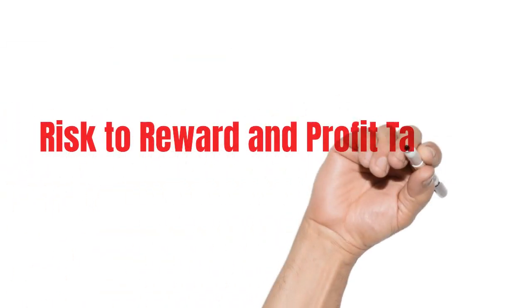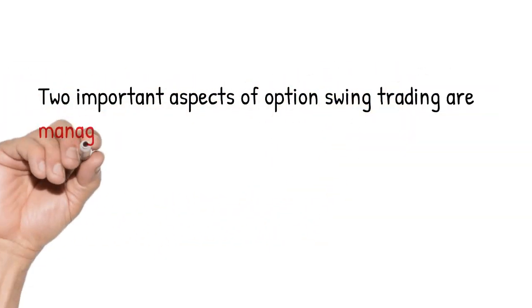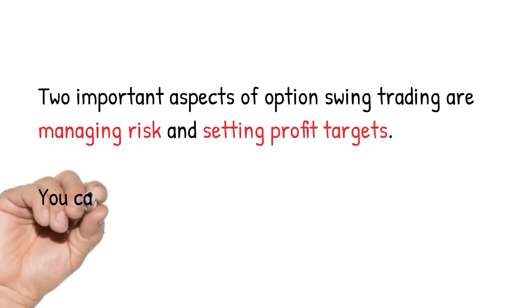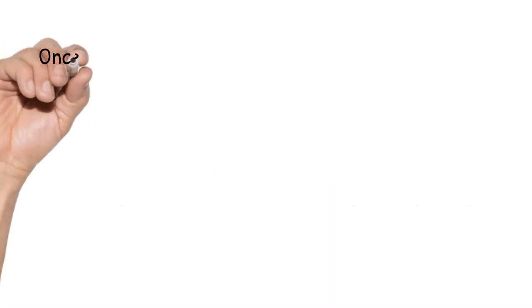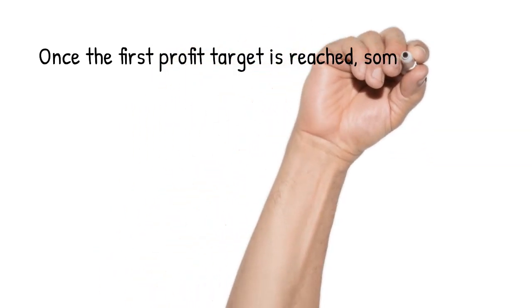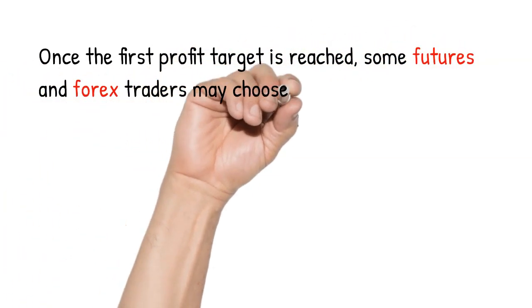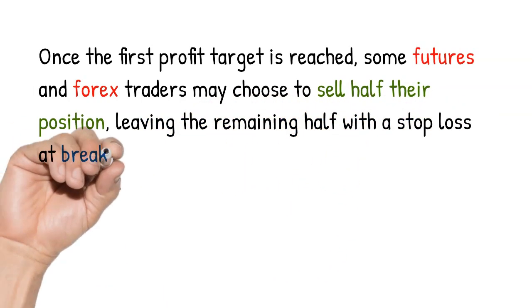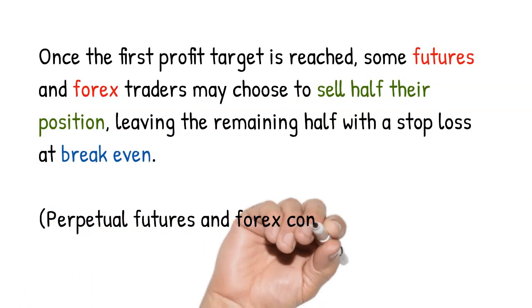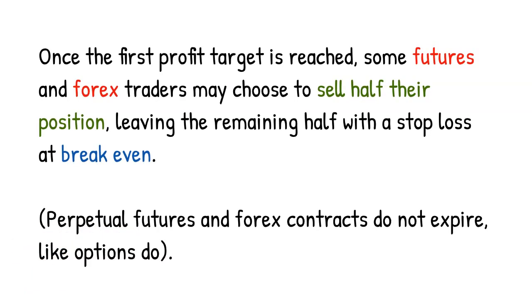Risk to reward, and profit targets. Two important aspects of option swing trading are managing risk and setting profit targets. You can also use trailing stops for profitable trades. Once the first profit target is reached, some futures and forex traders may choose to sell half their position, leaving the remaining half with a stop loss at break even. Perpetual futures and forex contracts do not expire, as options do.